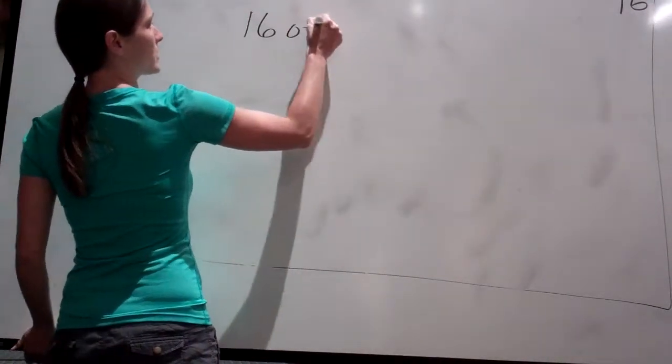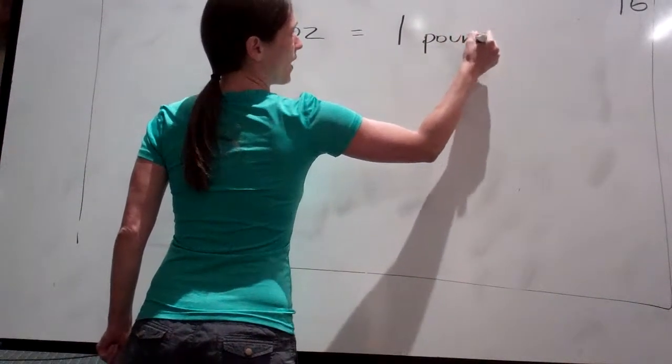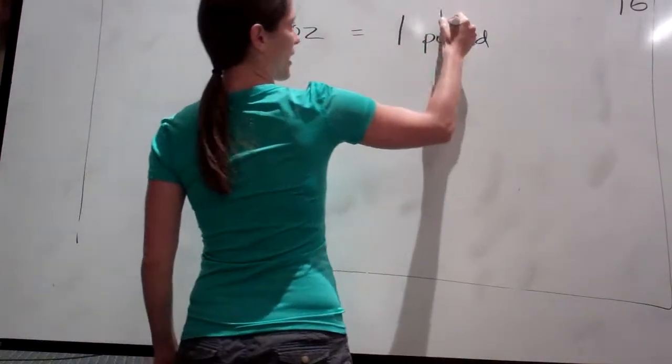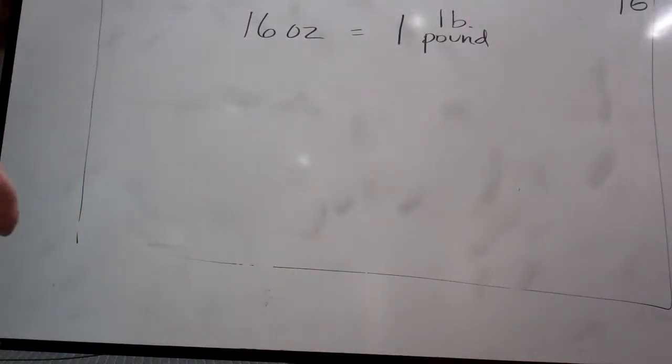16 ounces equals 1 pound. And the way you say pound is LB. It has some kind of Latin root; I don't know what it is. When I was little, I used to say "lib." I still do call it that. 1 pound is 16 ounces.